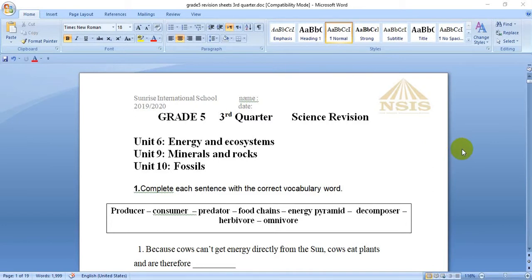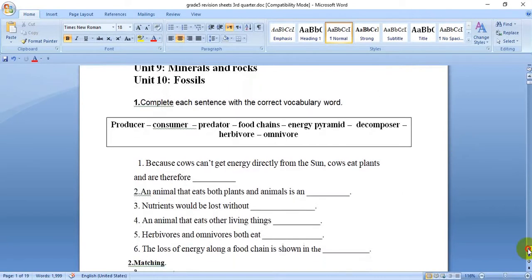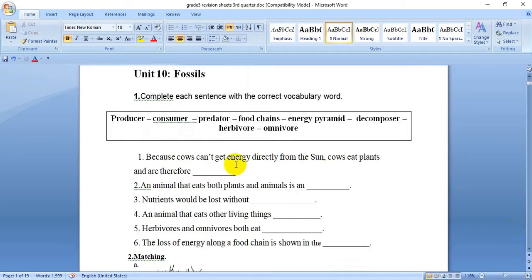Let's start with question 1. Complete each sentence with the correct vocabulary word. Because cows can't get energy directly from the sun, they need to eat food. Cows eat plants, and because cows get food from plants, we call them, do you remember? We call them herbivores.